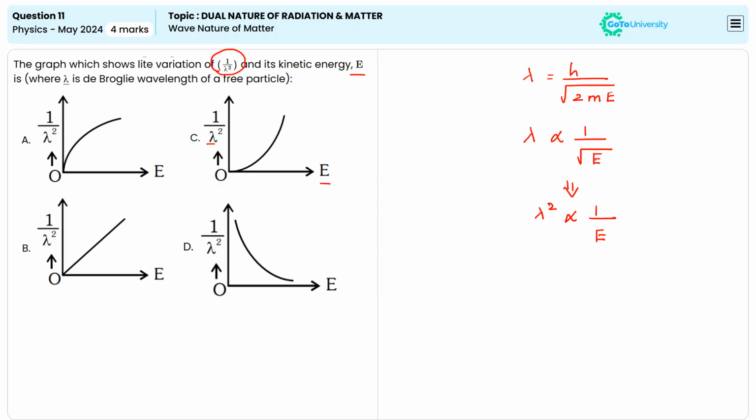This is because 1 over lambda square is directly proportional to E. Therefore, the graph should be with a positive slope and a straight line. So from this, we can say option B given here is having a straight line with a positive slope. So option B will be the correct answer for this question.